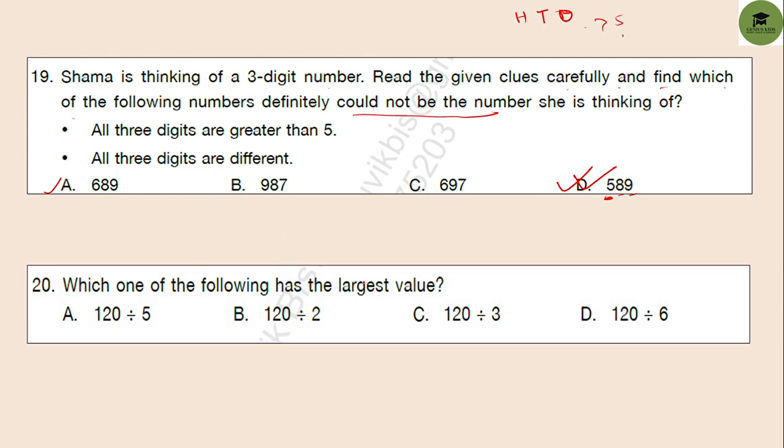Which one of the following has the largest value? So 120 divided by 5, what is it? It will give you 24. 120 divided by 2 will give you 60. 120 divided by 3 will give you 40. 120 divided by 6 will give you 20. So which one has the largest value? Option B is your correct answer.